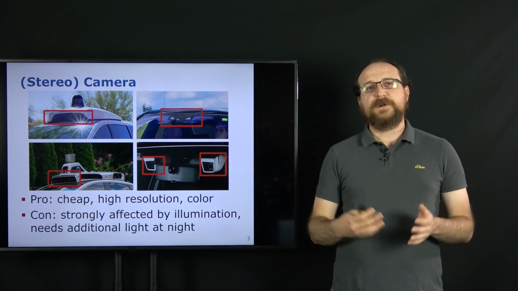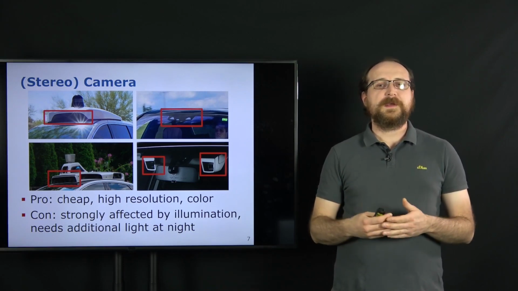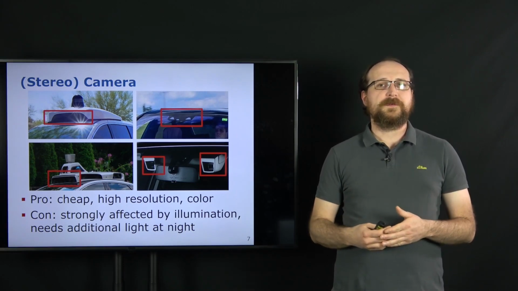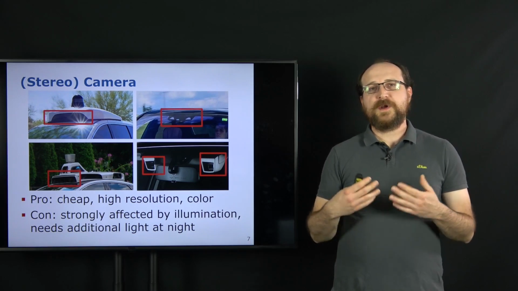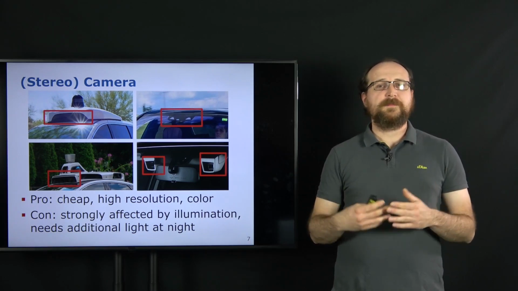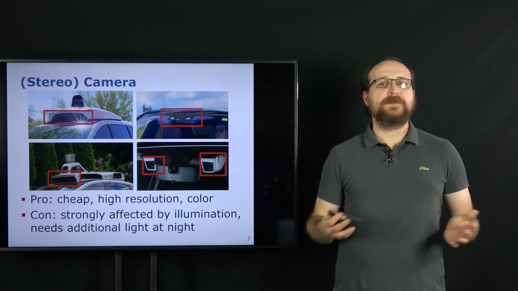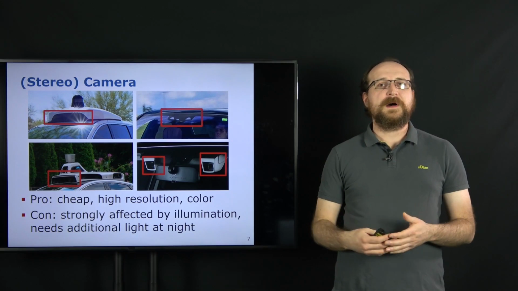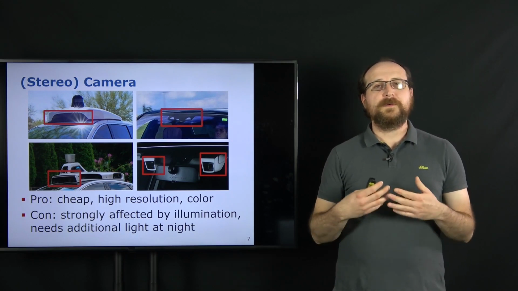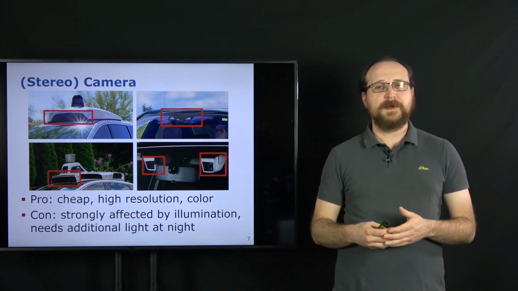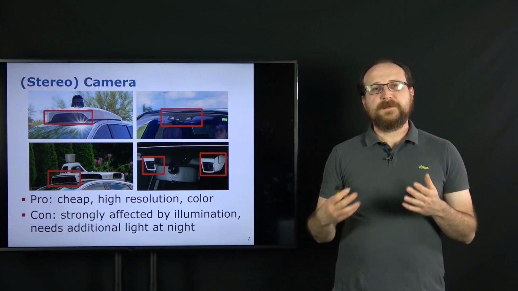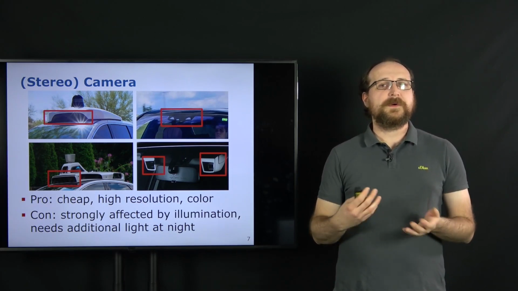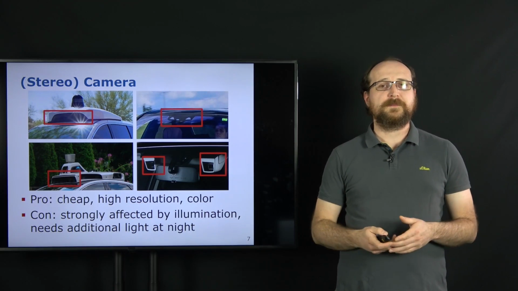A disadvantage of cameras is that they can be affected by illumination. So that means if we have some bright spots like the sun that is blinding the camera, then we are not able to see anything. But of course, we also need some additional light when we are driving at night, so that we can still see something. This is maybe a disadvantage that we can solve with another sensor.